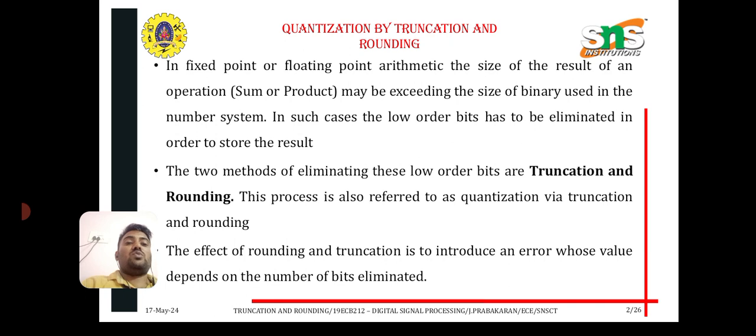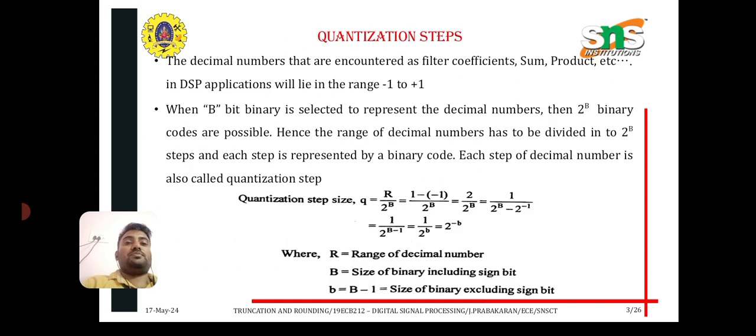The effect of rounding and truncation is to introduce an error, which depends on the number of bits eliminated. The decimal numbers that are encountered as filter coefficients, sums, products, etc. in DSP applications will lie in the range -1 to +1.